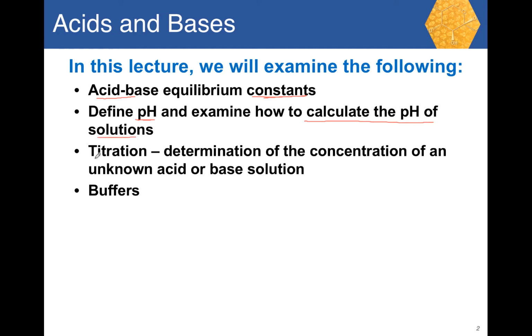Another term that we'll introduce is titration. Titration here is a method to determine the concentration of an unknown acid or base. So it's just a process that's used in the lab to determine the concentration of an unknown acid and base, and we'll conclude by looking at buffers.